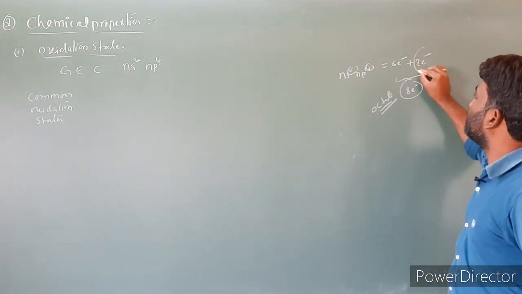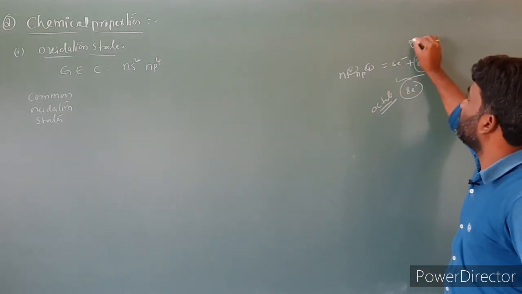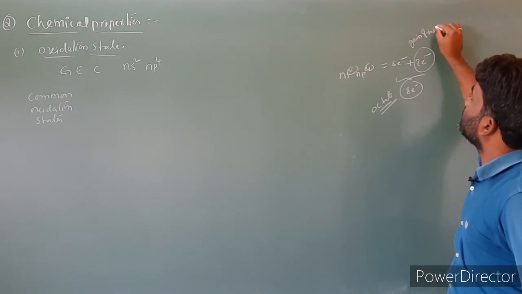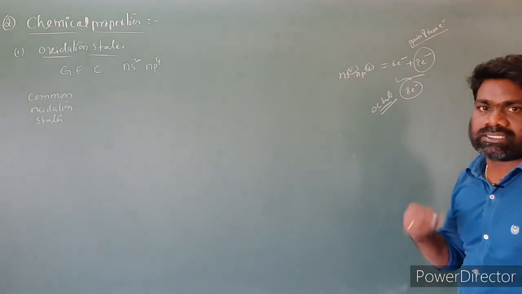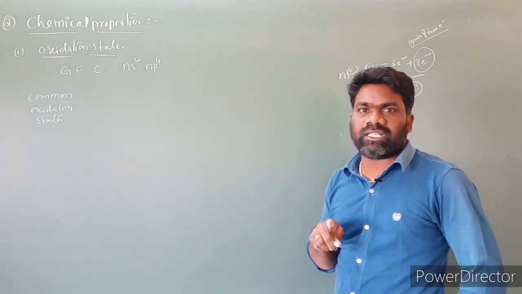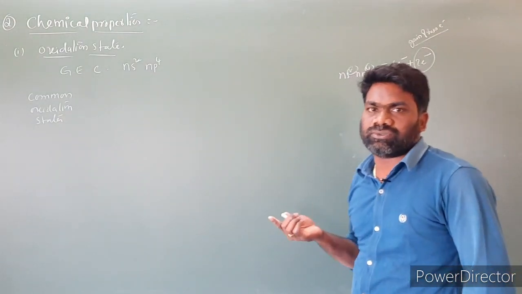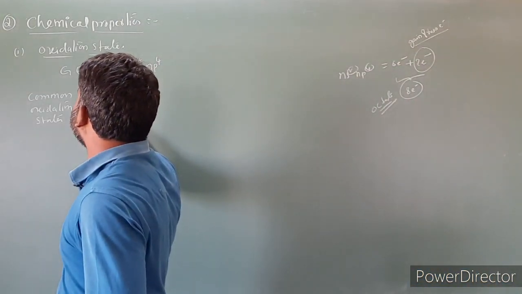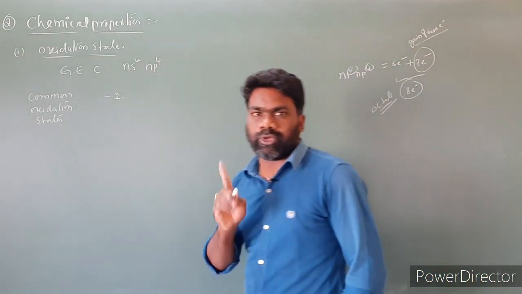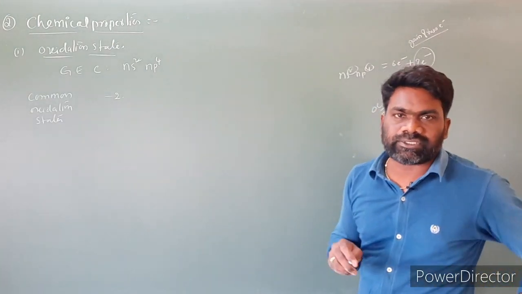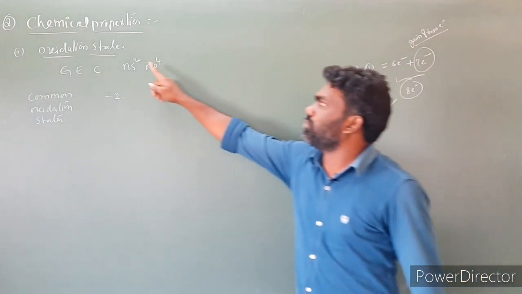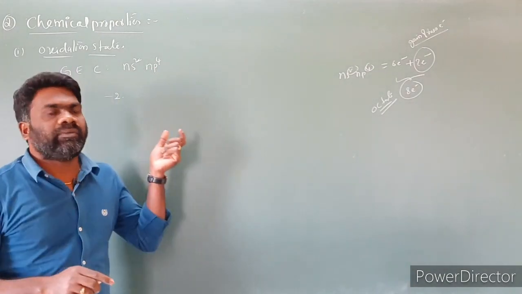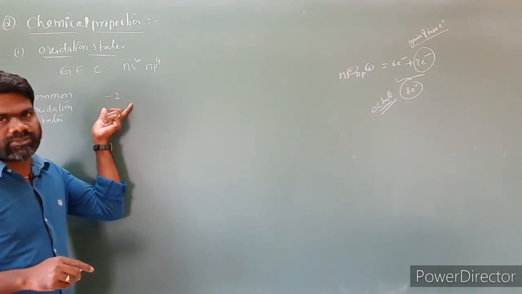Gain of 1 electron gives a negative charge; gaining 2 electrons leads to a minus 2 charge. So these elements exhibit the minus 2 oxidation state because of the shortage of 2 electrons. If they gain 2 electrons, their oxidation number will become minus 2, isn't it?